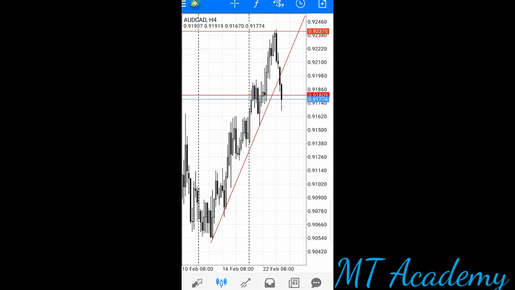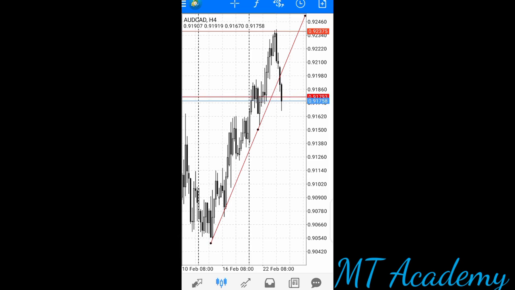So we can see very clearly from this chart that price was rejected at this resistance. And there was a bearish engulfing candle that formed here. And now price closed below the trend line. Now, somebody may be thinking that this will be the best time to sell. No, this will not be the best time to sell. This is where the strategy comes in.